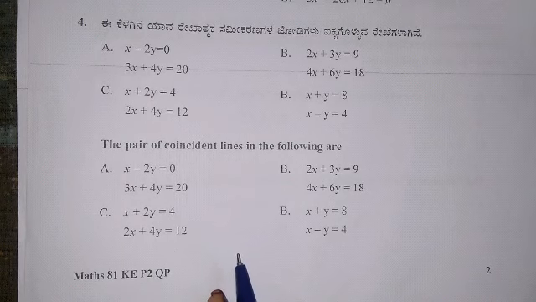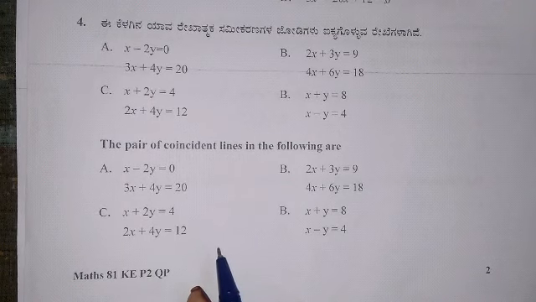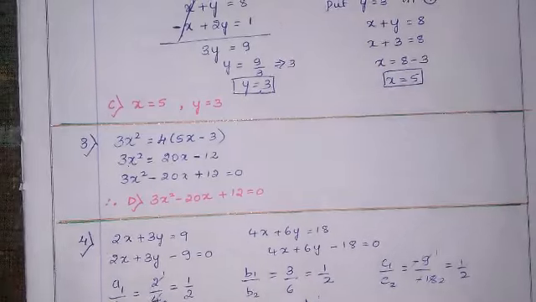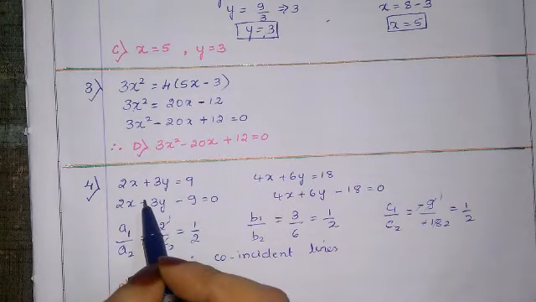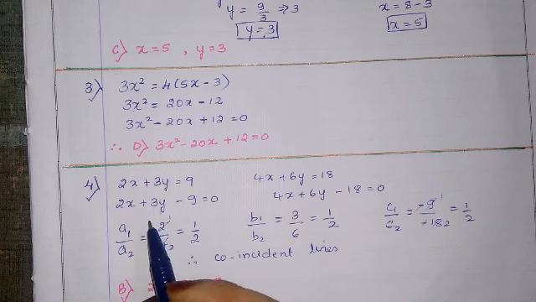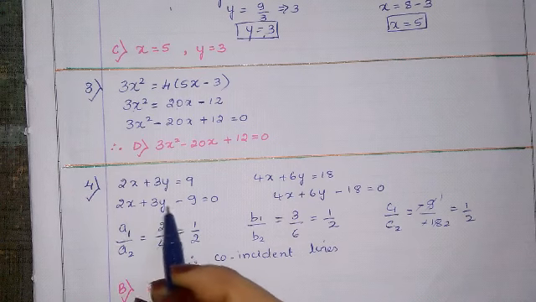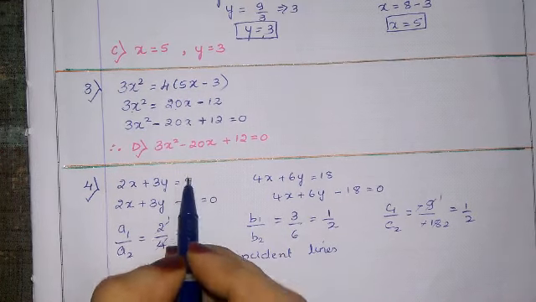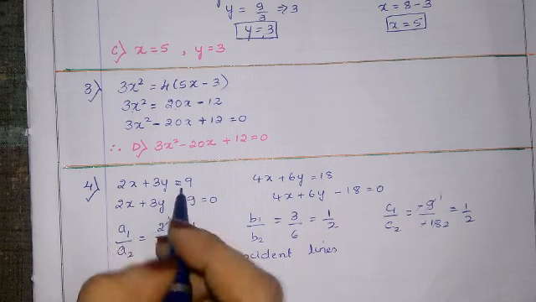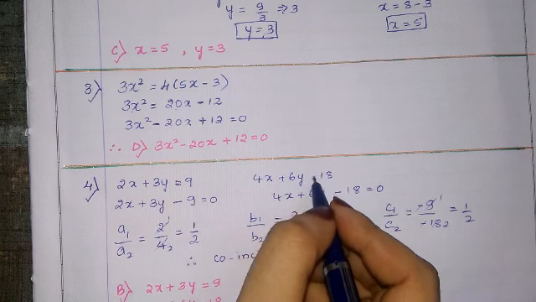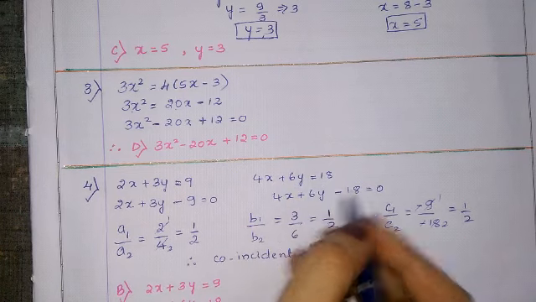We know that the condition for coincident lines is a1 upon a2 is equal to b1 upon b2 is equal to c1 upon c2. Take this line: 2x plus 3y is equal to 9, so 2x plus 3y minus 9 is equal to 0. Here we have taken it in standard form, equal to 0. The other one is 4x plus 6y is equal to 18. If we bring it to this side, minus 18.